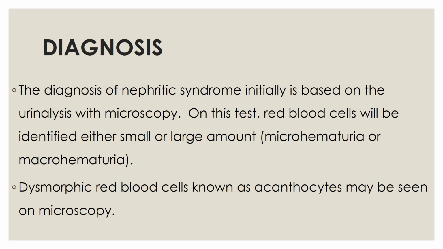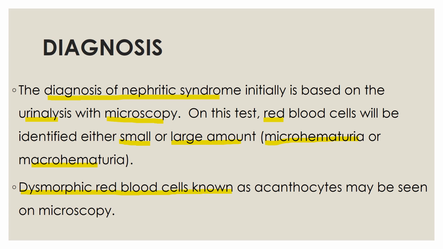Diagnosis of nephritic syndrome. Diagnosis of nephritic syndrome is based on urine analysis and microscopy. In urine analysis, when there is a large amount of red blood cells present, it is known as macrohematuria, and when a small amount of red blood cells are present, it is called microhematuria. This hematuria depends upon injury to the glomerulus.